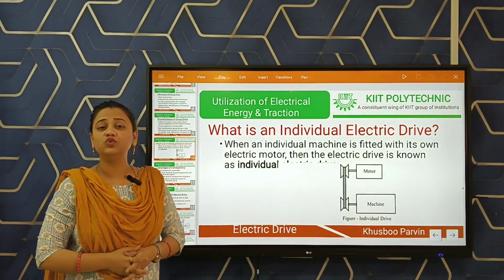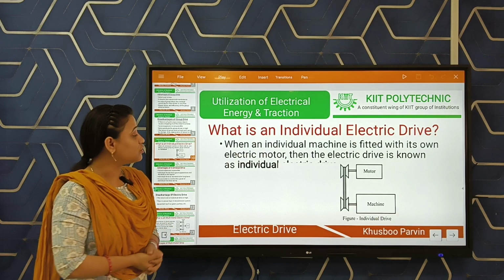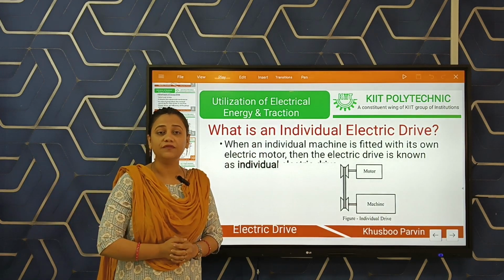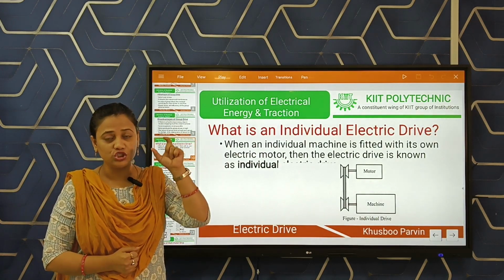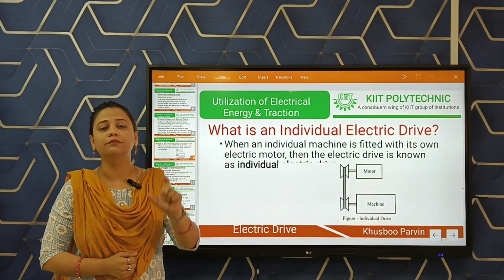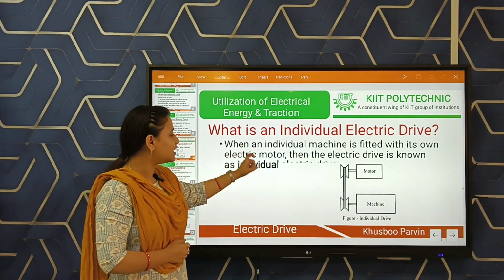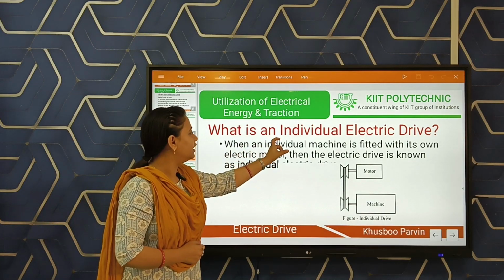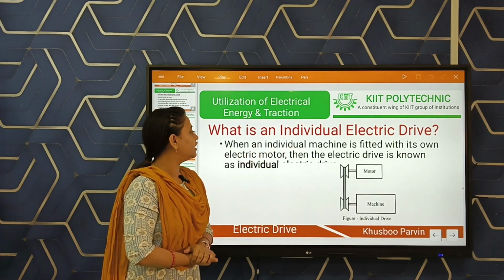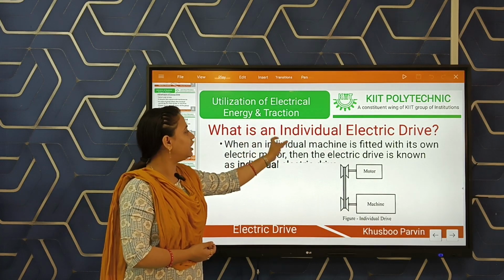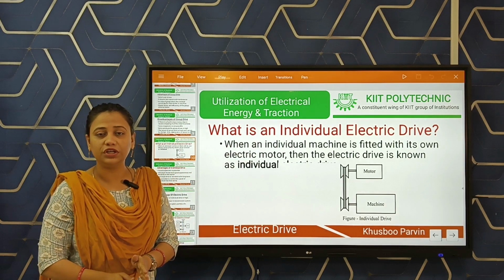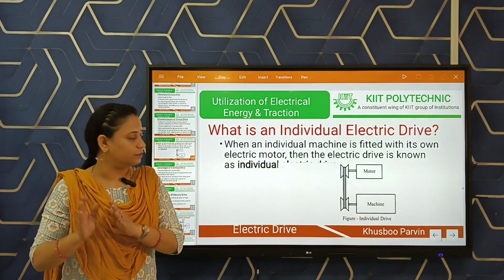What is individual electric drive? In case of an individual electric drive, a single motor is used to drive a single machine. So this is the individual electric drive. In case of an individual electric drive, a single motor drives a single machine.